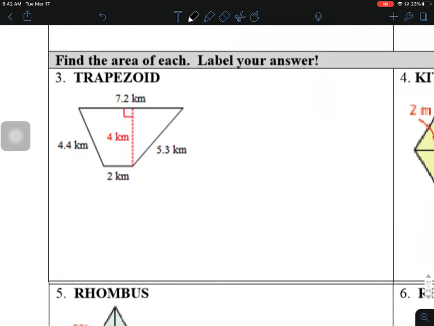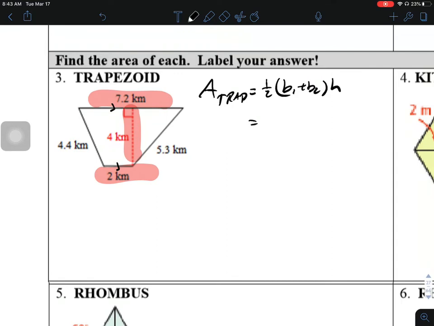Number 3, find the area of each. So the picture's already drawn for us. And we have to label our answer. That means use the proper units. To find the area of a trapezoid, it's 1/2 the sum of the bases times the height. Bases are the parallel sides, and the height is perpendicular to those bases.